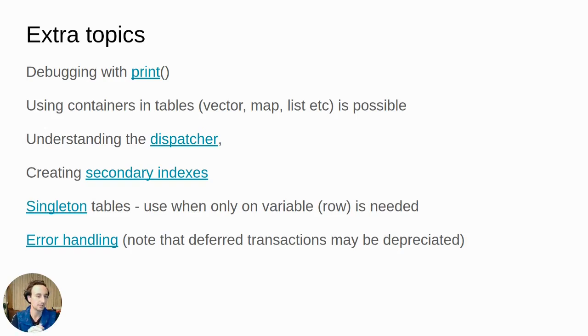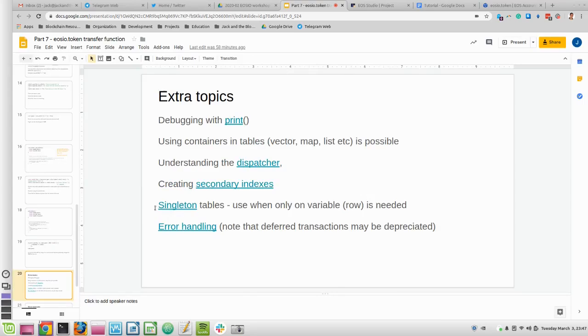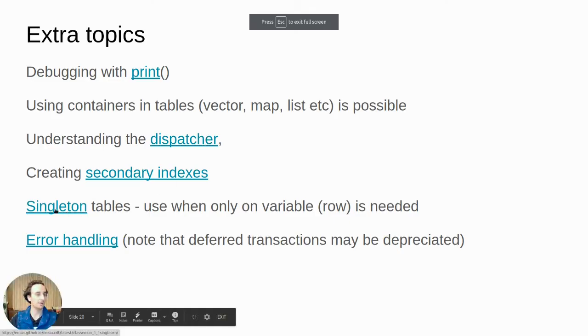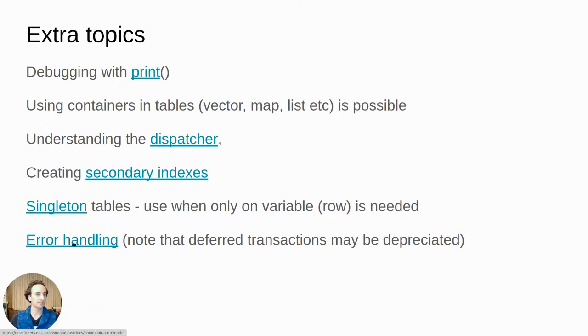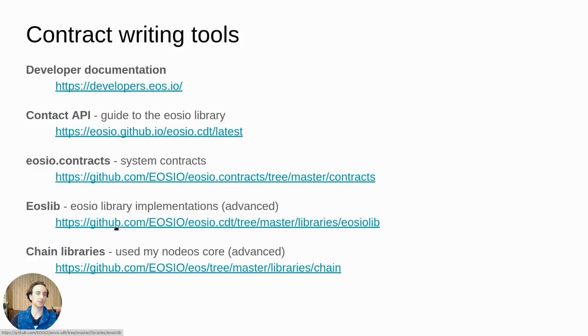If you need one-time use variables in your contract, so for example configuration values or whatever, you don't need a table with multiple rows, and there's a simplified API called a singleton table that handles that a bit easier. And lastly, there's some error handling that's worth understanding as well. A few more examples if you want to check them out. And yeah, this is some more of the documentation that's available.